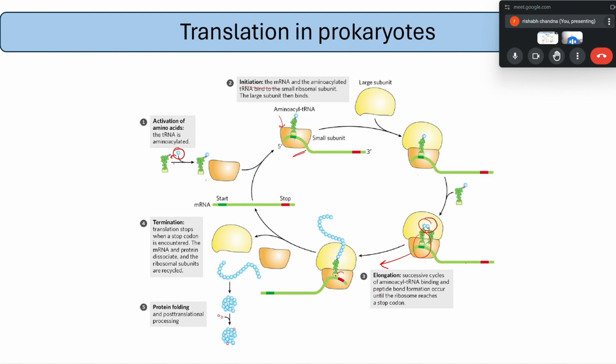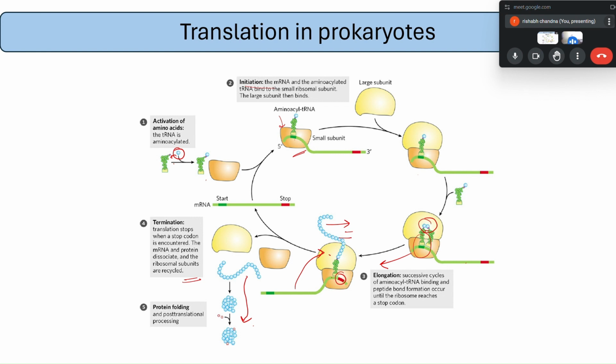Now when the stop codon comes, the mRNA is released from the ribosome, releasing the final peptide sequence that is translated from this particular mRNA. So here the termination comes. Further, this protein is folded for a particular function.